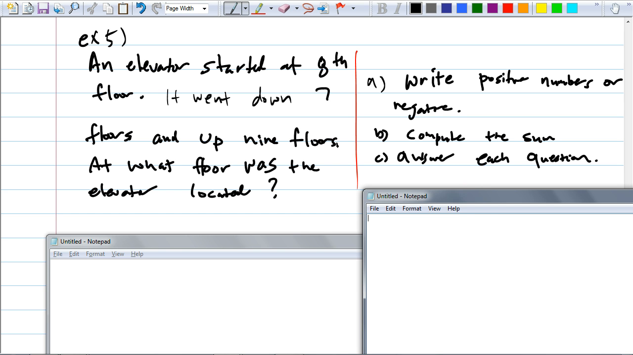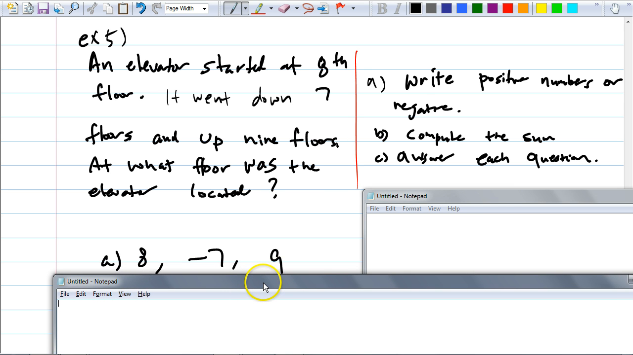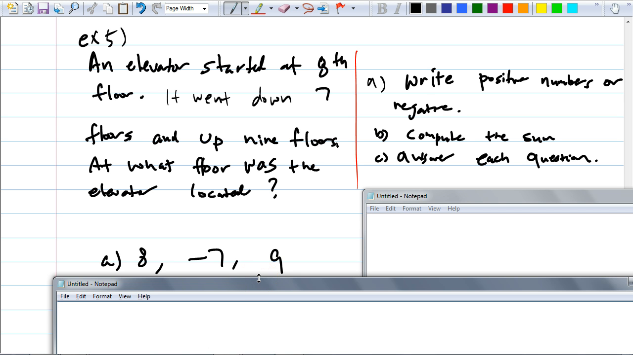All right, so A. Chris, what did you write for A? It says write positive or negative numbers. What do you think we should write for A? Positive 8, okay. Negative 7 and? Yeah, of course. Very good. Everybody, how many people wrote this? 8, negative 7, 9? That's what they want. That's all they want, okay?